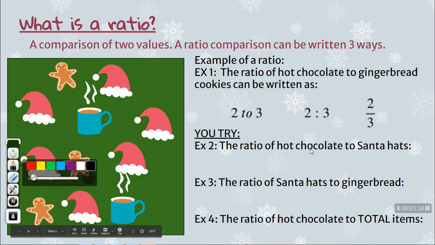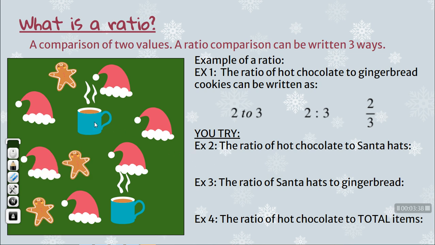Now, let's see. What about the ratio of hot chocolate to Santa hats? Hot chocolate, there's one, two. So we're going to start by writing that 2. And then Santa hats, there's one, two, three, four, five, six. So 2 to 6 is our ratio. Now again, we can write that in three different ways.